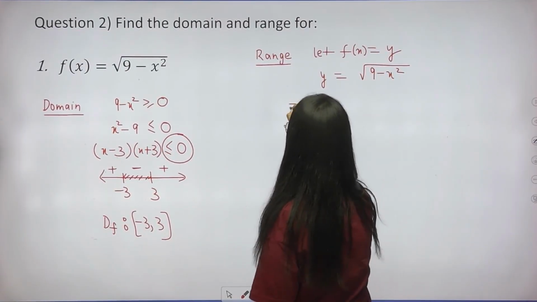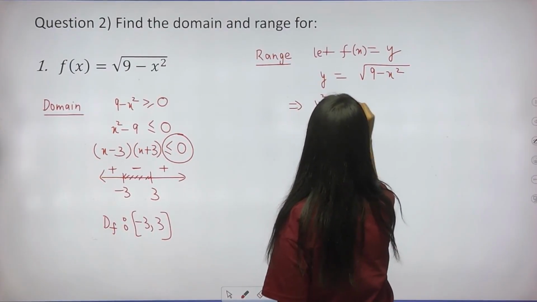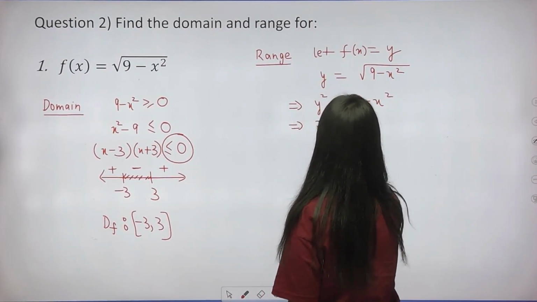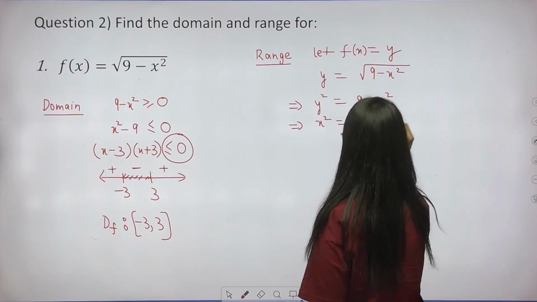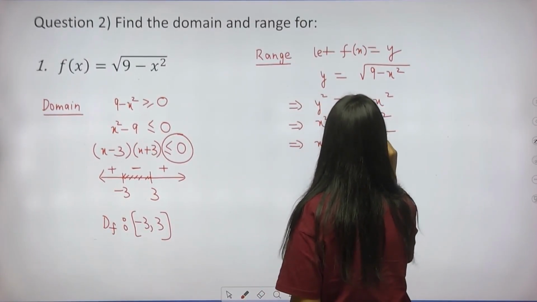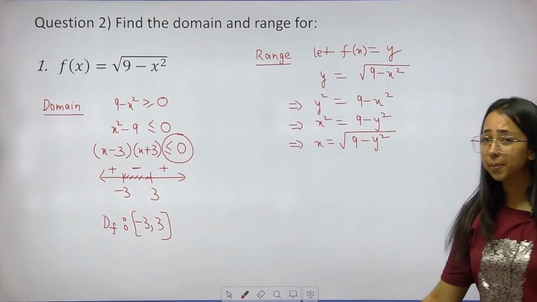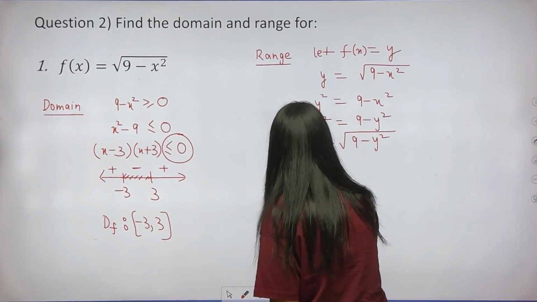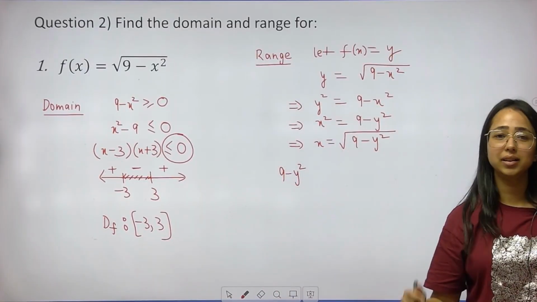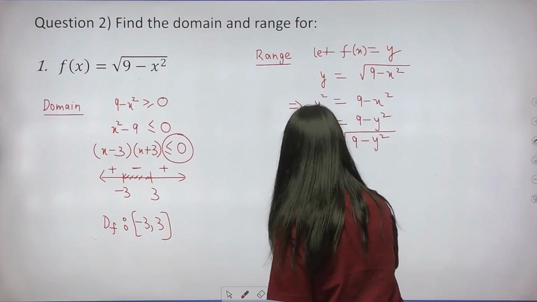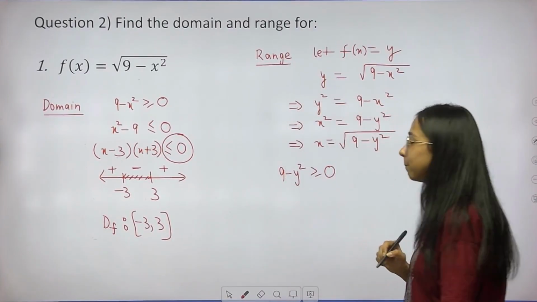Okay. Now let's square both the sides. Y square is equal to 9 minus x square. Now x square is equal to 9 minus y square and x becomes equal to under root of 9 minus y square. Okay. Again, a value cannot be negative inside the root again. So 9 minus y square will be greater than or equal to 0.